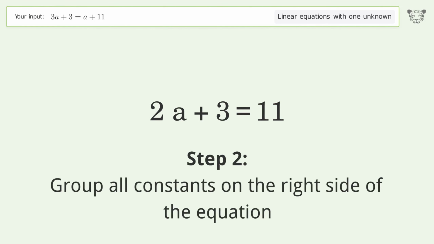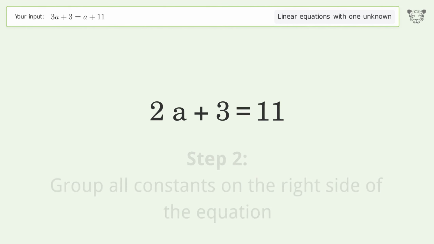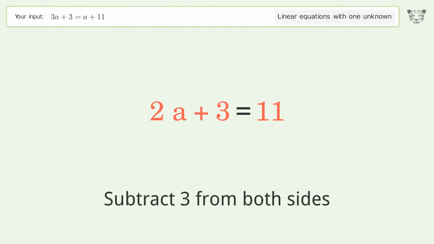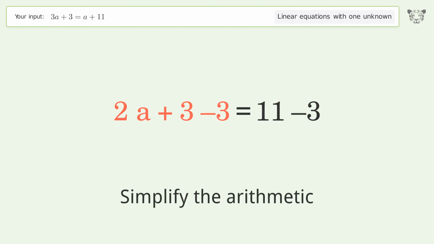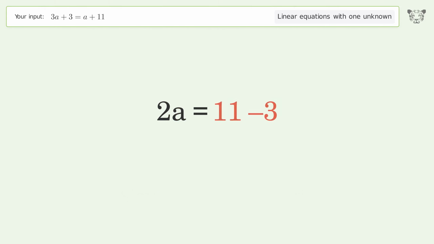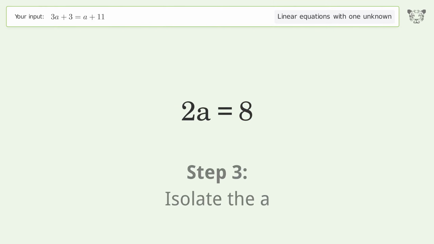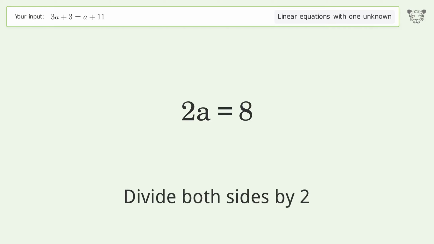Group all constants on the right side of the equation. Subtract 3 from both sides. Simplify the arithmetic. Isolate the a. Divide both sides by 2.